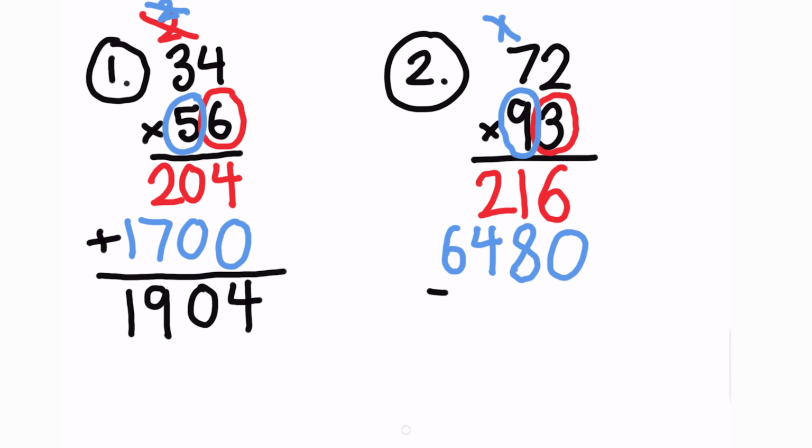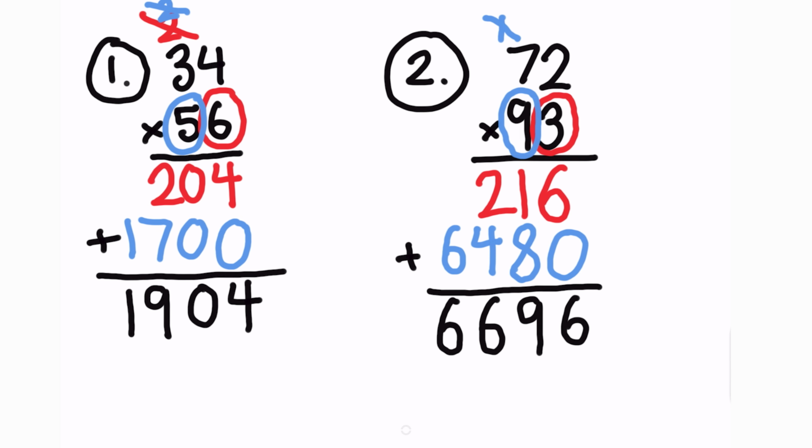All we have to do to finish it off is to add these two numbers together. So 0 plus 6 is 6 in our 1 spot. 1 plus 8 is 9 in our 10 spot. 2 plus 4 is 6. And then the 6 is all by itself.